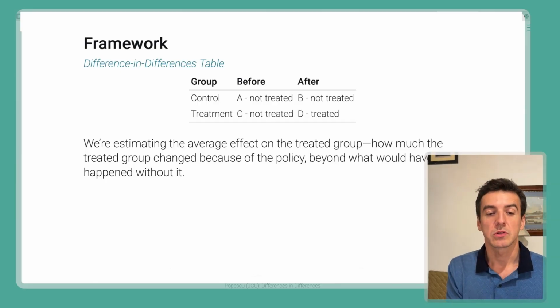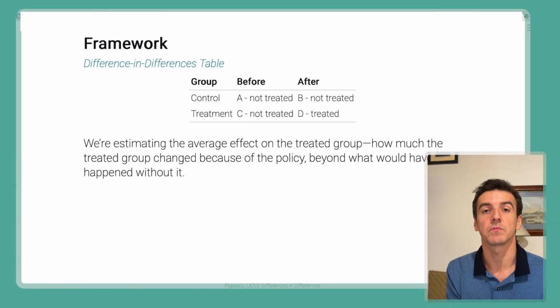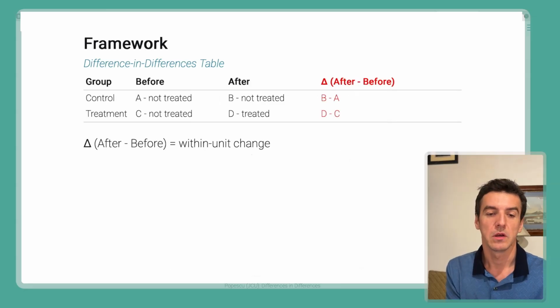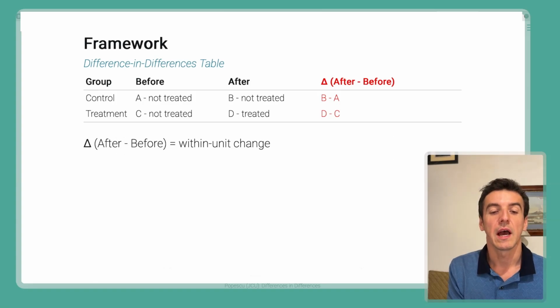So what we're trying to estimate here is the average effect on the treated group. How much the treated group changed because of this policy, because of the minimum wage law, beyond what could have happened without this policy. So notice the difference in this table here. What we're trying to estimate is the difference between before and after. Notice I marked that column in red.